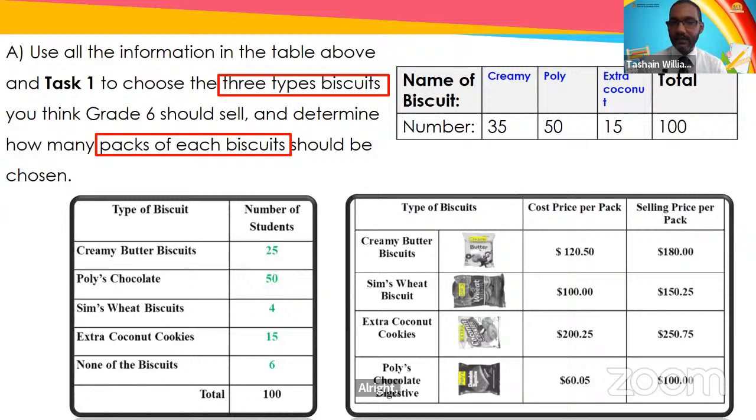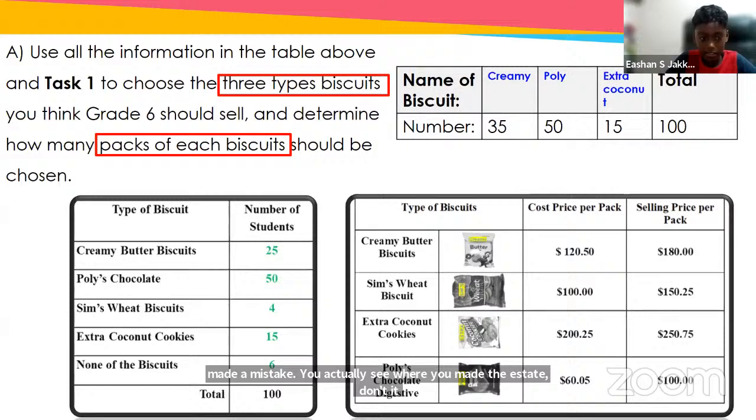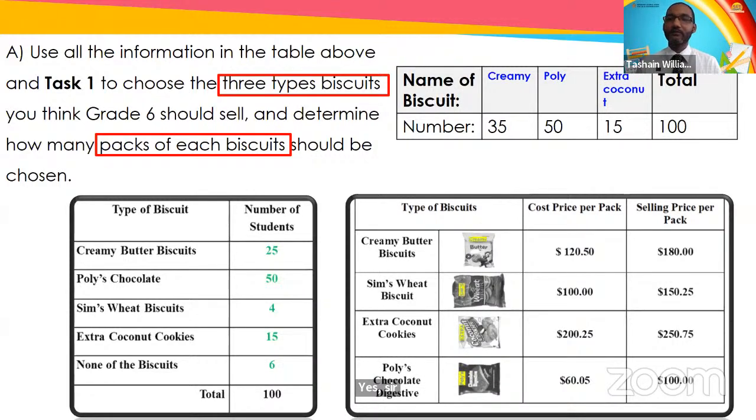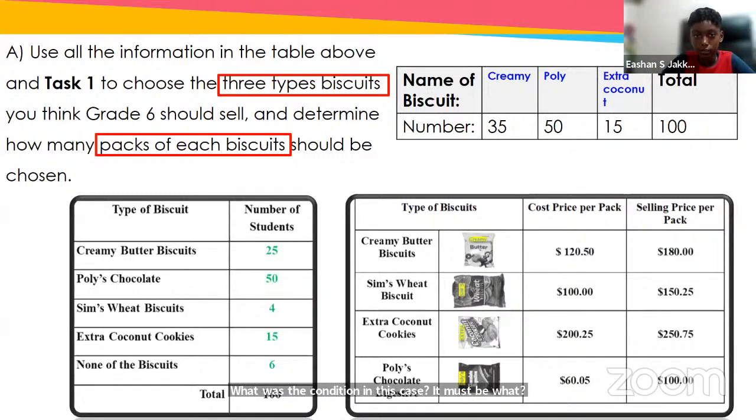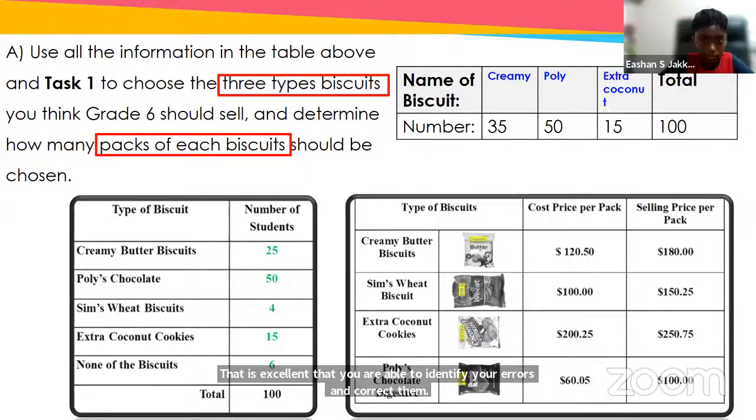Even though you made a mistake, you actually see where you made the mistake, don't it? Yes, sir. I was trying to say to add it on the extra coconut biscuits. But you could do that as well, you know. But yes, it's your choice, right? You see, with these type of tasks, students, you have to make a choice, and in making your choice, you have to make sure it meets the condition. What was the condition in this case? It must be what? Total to 100. Superb. That is excellent that you're able to identify your errors and correct them. That is 100 points to you. All right. Good.